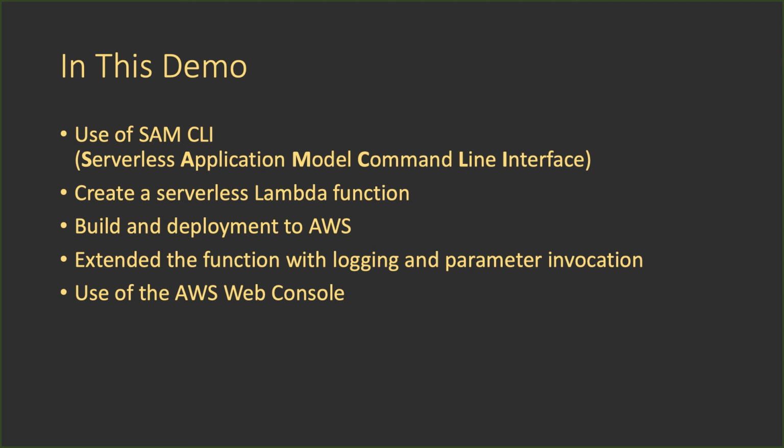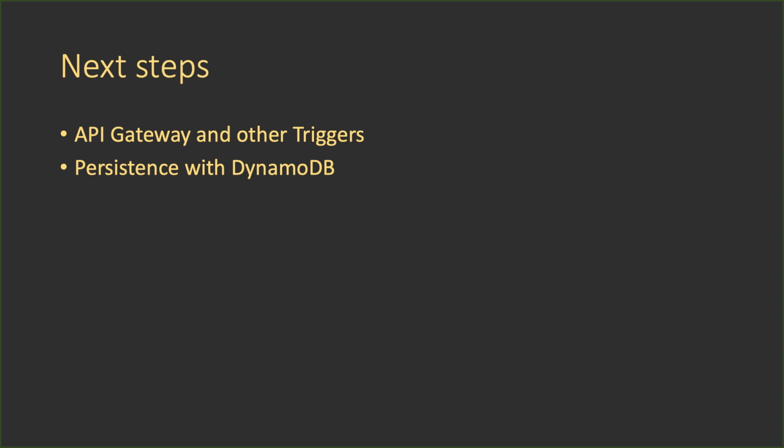Wow, that's a lot, I think. What can be the next steps and maybe the next topics of more demos? Besides the API Gateway that we used to initiate our GET request to call our Lambda function, there are other triggers that can be used to initiate a Lambda function. Take a look at that. And of course, persistence is still very important to store information that is getting processed in a database. And we could use the DynamoDB AWS database service for that.